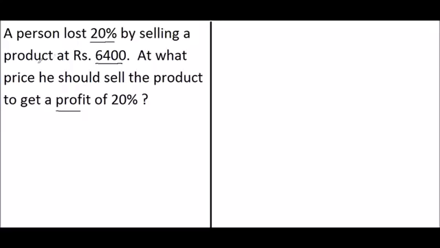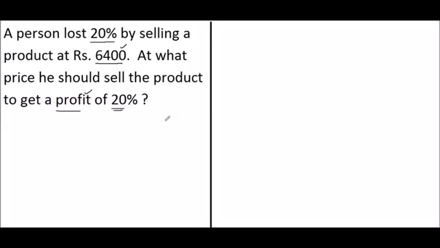Take up this question. This is a very, very good question to understand the basic concept of profit and loss with the help of a shortcut with the unitary method. What is the question here? A person lost 20% by selling the product at 6,400. Then at what price he should sell the product to get a profit of 20%? All right. Think it over.